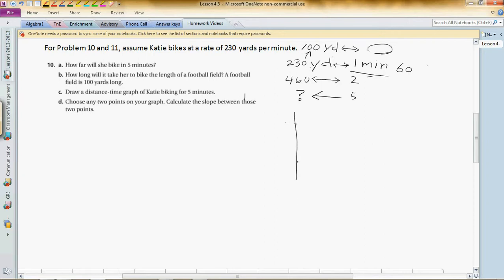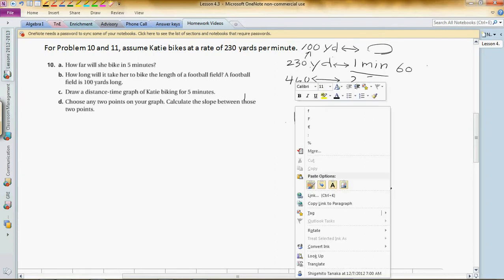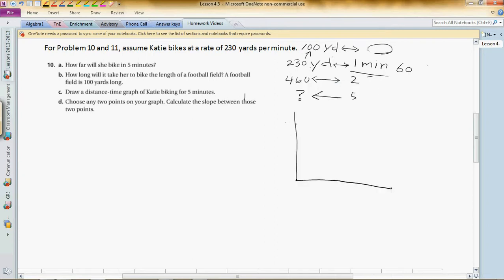Okay, distance time graph, the time is always on the horizontal axis, because that's the independent variable. And then the y-axis is the distance. And this is the origin. And I would go 1, 2, 3, 4, 5 minutes. And then the yards, I would go probably 100 yards to 100 yards, and then plot the points.